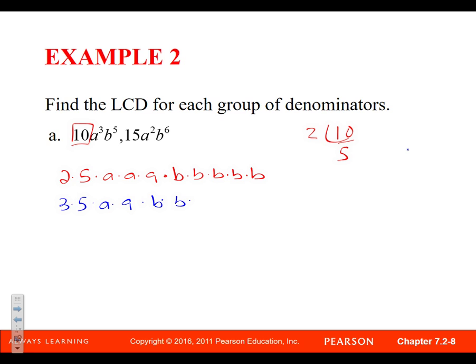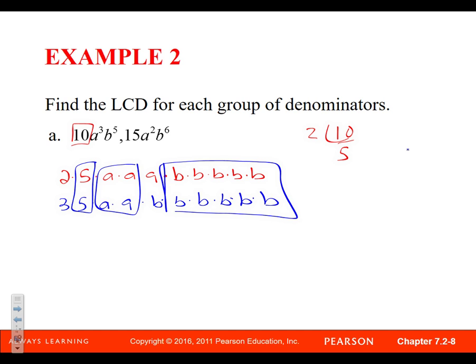So in order to find the common denominator, I want to see what they both have in common. And what do they have in common? A 5? Just 2 A's? Okay. And what else? All right, thank you. 5 B's? Looks like that's all they have in common. So that means that the LCD, or the least common denominator, is going to be 5 A squared B to the 5th.